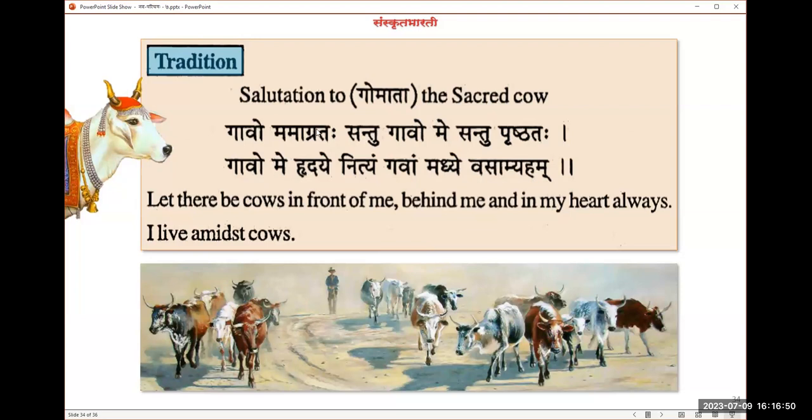Like that. Okay. So you can literally take this as the simple physical cow, or you can take this as well-mannered behavior. Many other meanings are there for this beautiful word gau. But anyway, the literal is also great. Okay. So Krishna would definitely sing this.